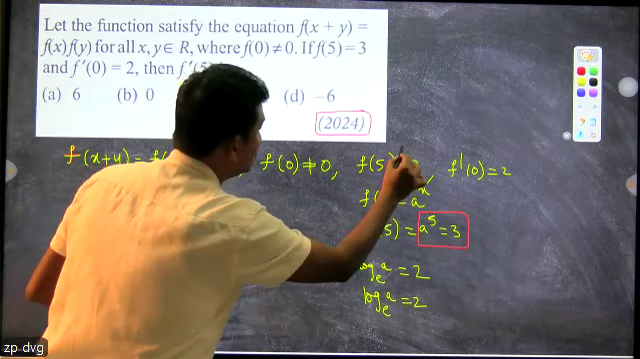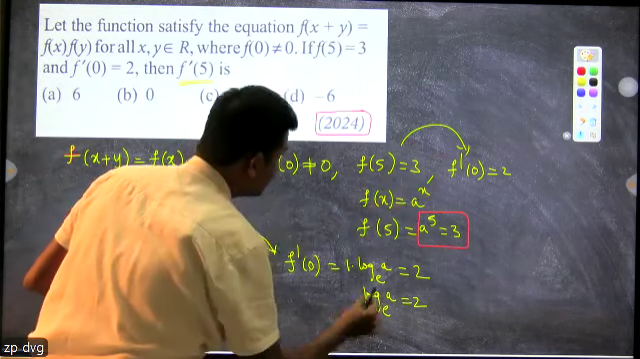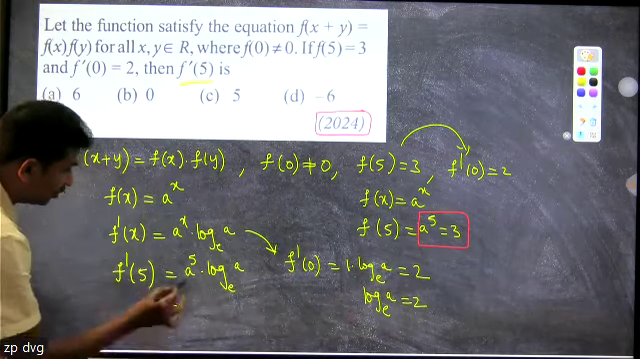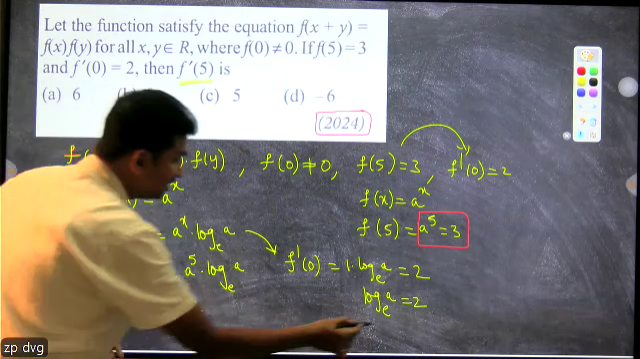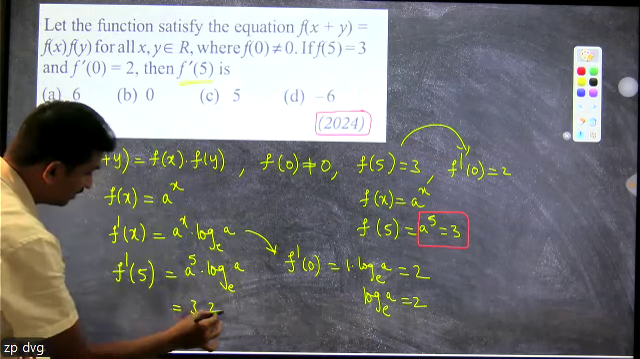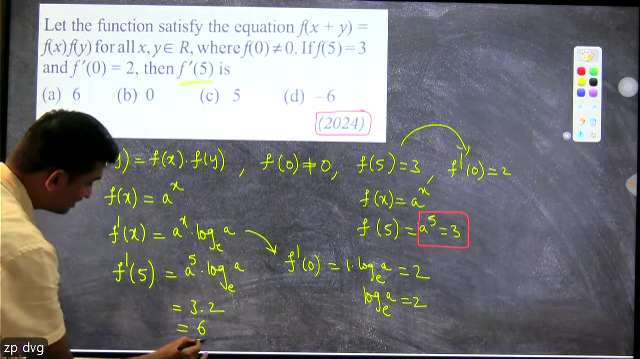By using these two pieces of information, I got both the values, right? So here what I'll do now is a power 5. What is a power 5? A power 5 is 3 into log a base c, which is what? Log a base c is 2, so 3 into 2 is 6.